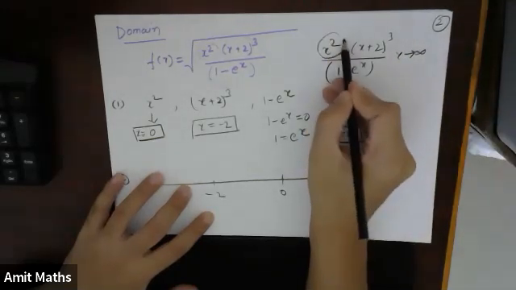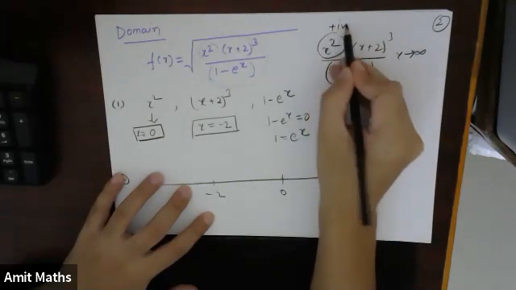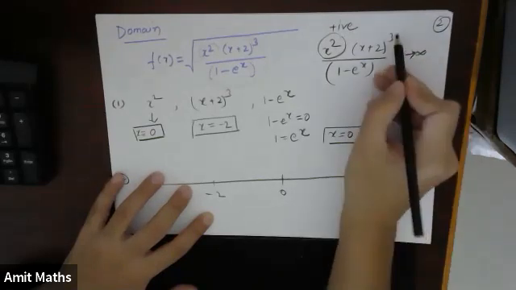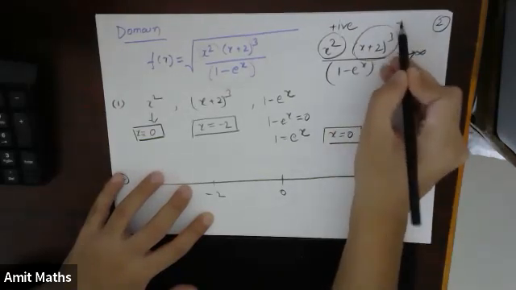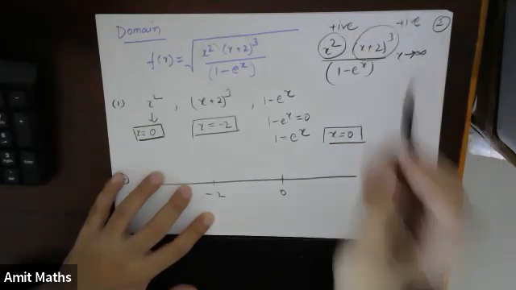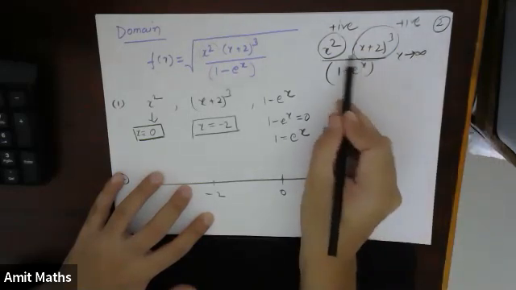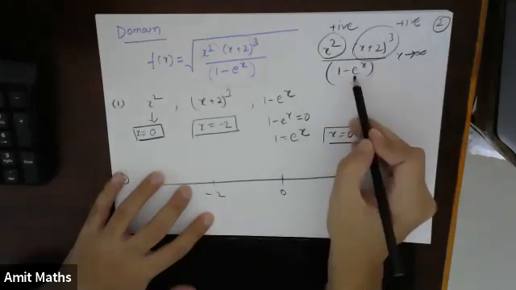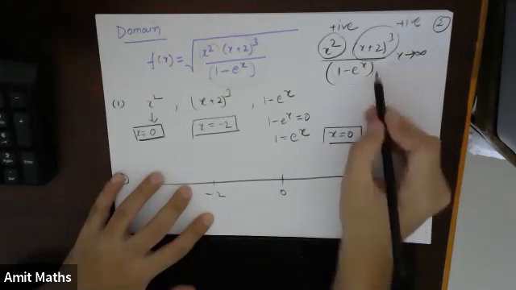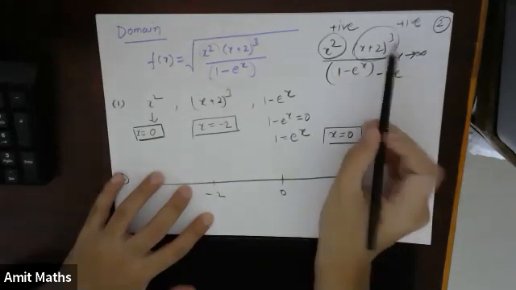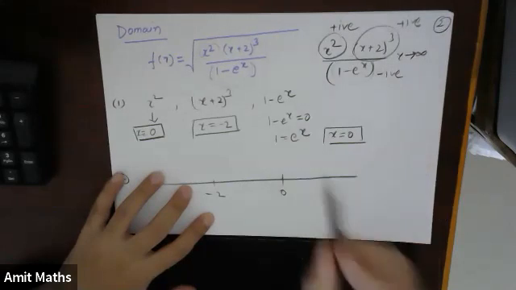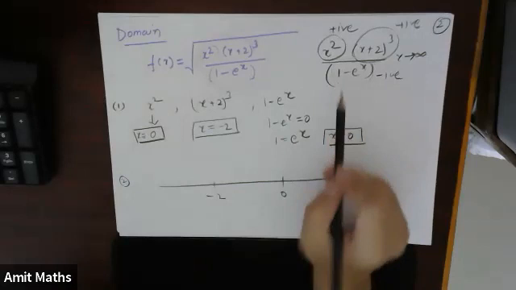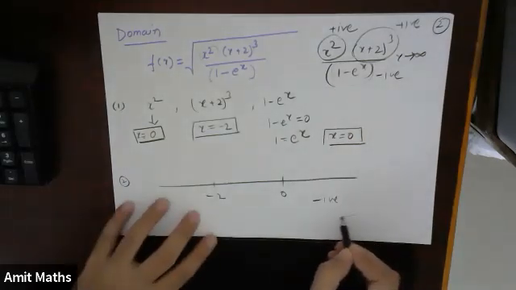this part will be positive. At x tending to infinity, this part will also be positive. Understood? And at x tending to infinity, what will be the sign of this? Suppose x is 10. 1 minus e to the power 10 will be negative. So that means this part will be negative. So the overall sign will be negative. So that means the wavy curve will move from negative.